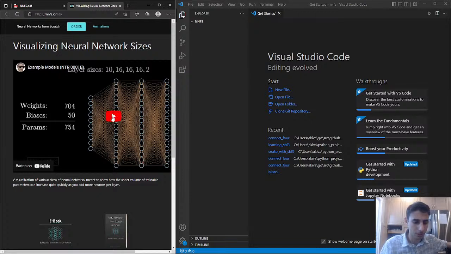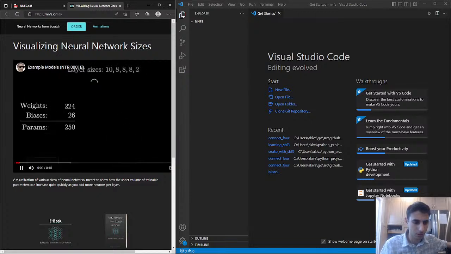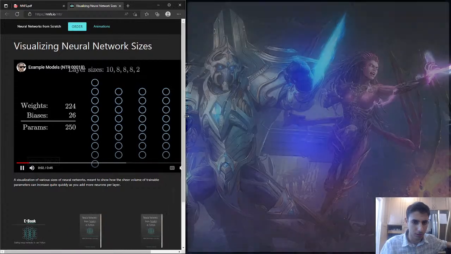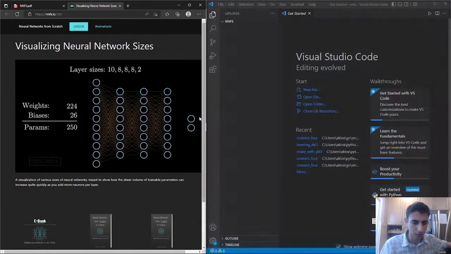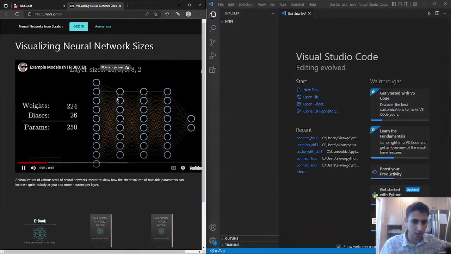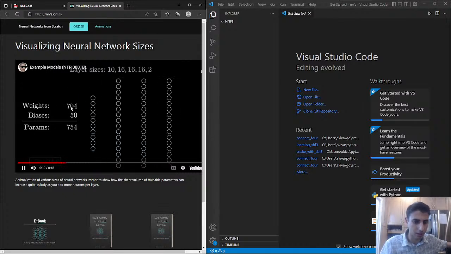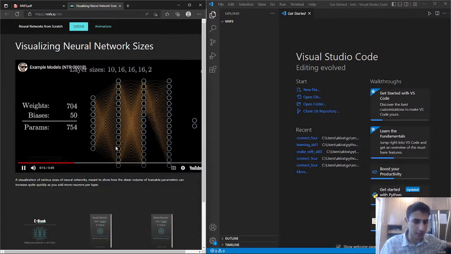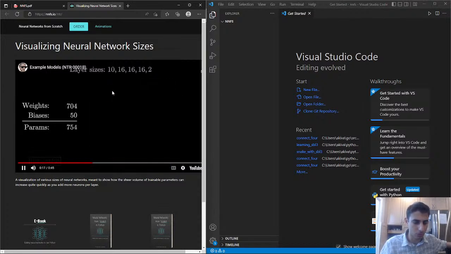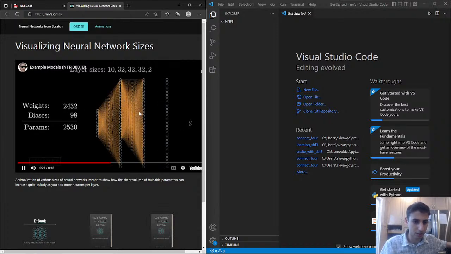Visualizing neural networks. Let's make this a bit bigger. So you see we have an input layer, and that's connected to all these hidden layers with an output layer. And you see these are all the weights. Weights are basically lines, essentially. And biases go for each. So this is an even bigger neural network.